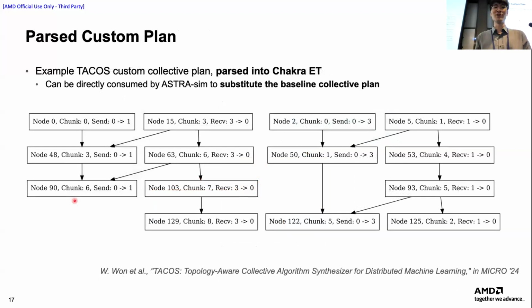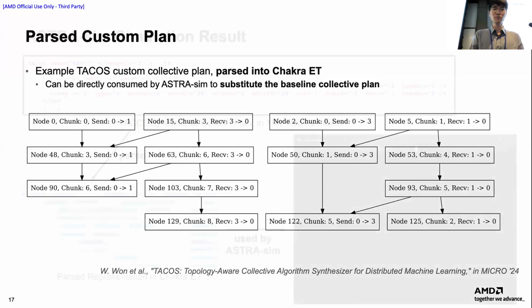This is the parsing result as an example. When we pass the XML file into ASTRA-sim, it will parse that XML file entirely and come up with the actual plan and dependencies: when to send which chunk from where to where. So you can see ASTRA-sim will parse the XML and keep this file internally, and when we actually start running the simulation and reach the collective communication, it will bypass the FSM I showed. Instead, it will follow the patterns and send and receive operations shown here.